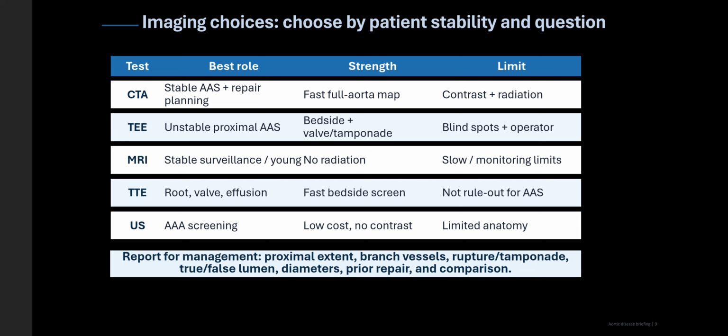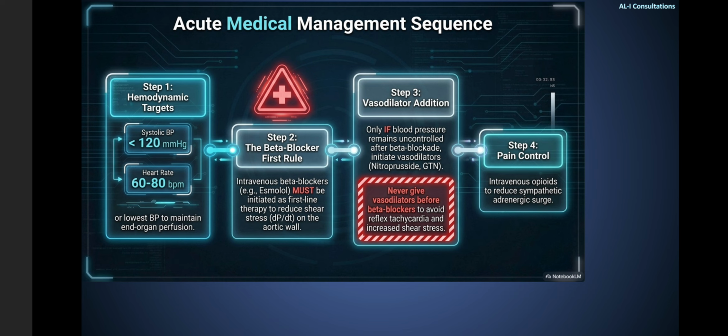Report for management. The important caveats are proximal extent, branch vessel involvement, ruptured tamponade, true false lumen, diameters, prior repair and comparison. The acute medical management involves hemodynamic target, systolic blood pressure less than 120, heart rate 60 to 80.